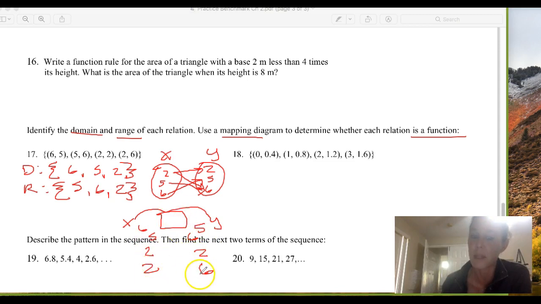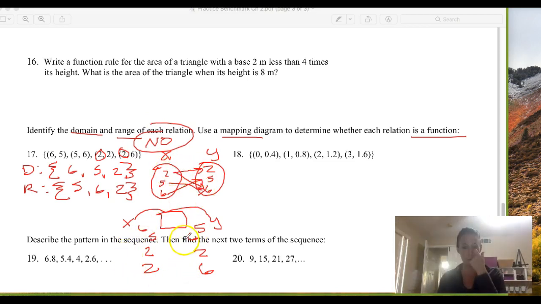It spit out 6. So anytime the x values repeat, and if they do not have the same y value, like I get out 2 and I plug in 2 again, I better get out 2 the next time. I should always get out the same number. Anytime I have the same x value and different y values, you are not a function. So look at a mapping. Does one x value go to two y values? You're not a function. Okay, that's how you tell.